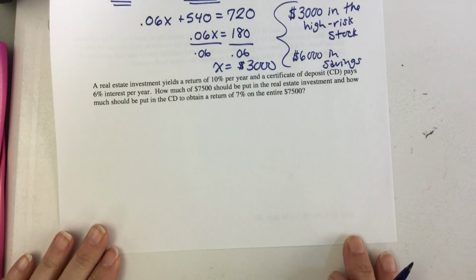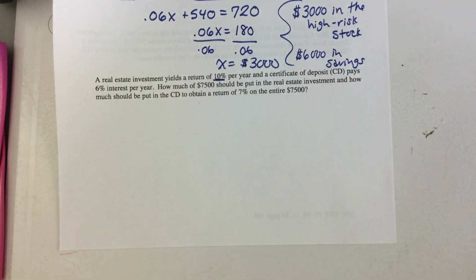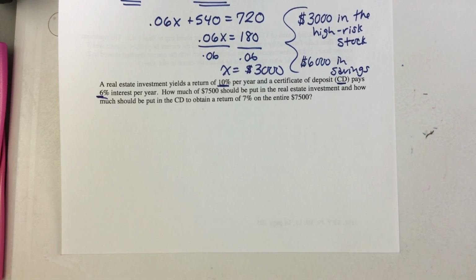The initial setup is kind of the tricky part. A real estate investment yields a return of 10% per year, and a certificate of deposit, which is a CD, pays 6% per year. You have $7,500. How much should be put in real estate, and how much should you put in a CD if you want to end up with 7% on that entire $7,500?